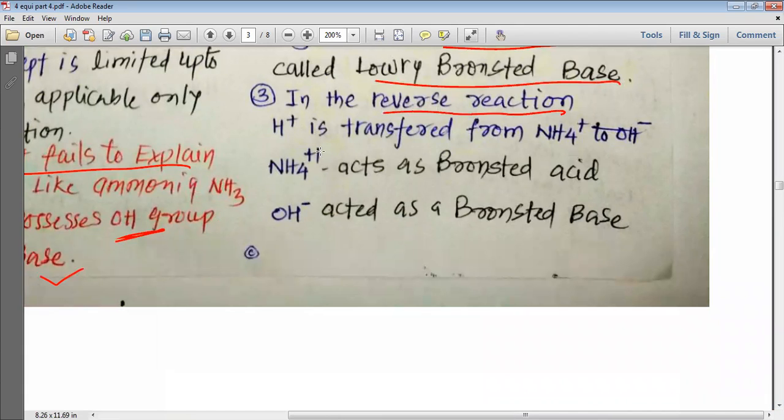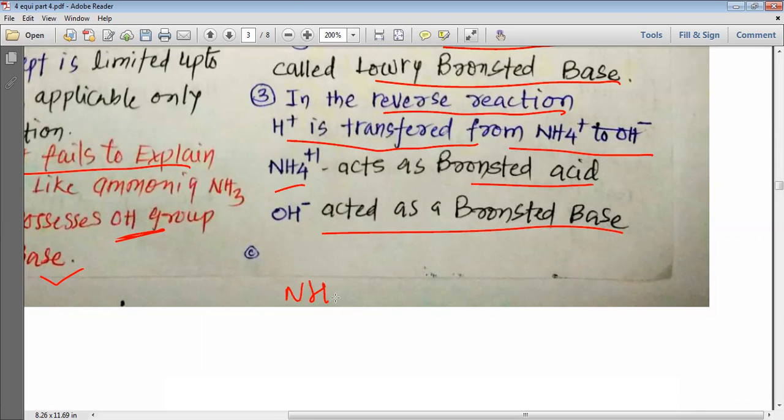In the reverse reaction, H+ is transferred from NH4+ to OH−, and thus NH4+ acts as a Bronsted acid and OH− acts as a Bronsted base. That is what it says: if the reverse reaction takes place, what happens? NH4+ reacts with OH−, that gives us NH3 and H2O.